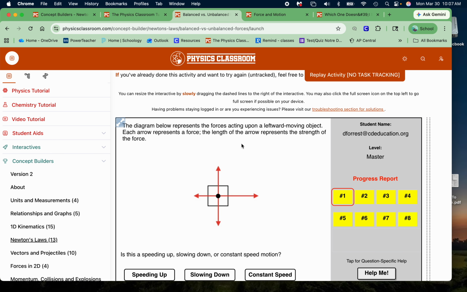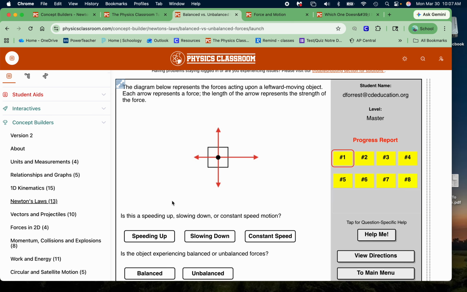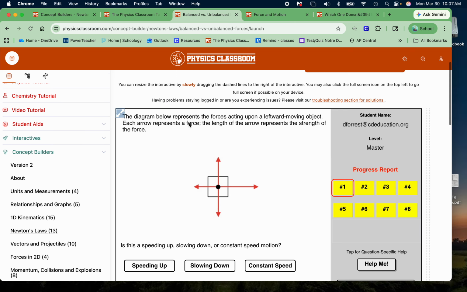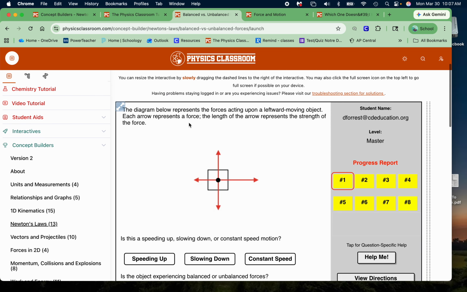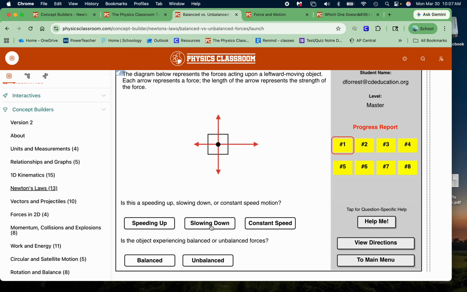The diagram below represents the forces acting on the leftward moving object. Each arrow represents a force. The length of the arrow represents the strength of the force. So is this object speeding up, slowing down, or constant speed? In this case, it's definitely not a constant speed. It's unbalanced forces, but if I go back here and read, it's a leftward moving object. So that's what I have to read to figure out whether it's speeding up or slowing down. If it's a leftward moving object and there's an unbalanced force to the right, that means it's slowing down and unbalanced.